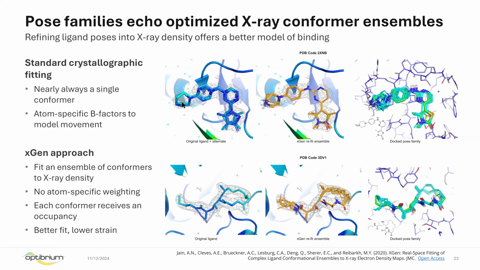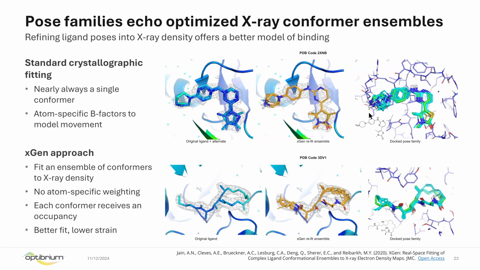Since 2015, we managed to develop an approach called XGen to fit conformational ensembles into X-ray density. And what we see is that when you actually fit a conformer ensemble in here, these are two conformers each with atom-specific B factors, where the bright atoms are thought to move more thermally, or that's how they're modeled anyway. We've been able to show that it's more accurate in terms of modeling the density, and a better model theoretically of how ligands bind, by looking at conformer ensembles fit into X-ray density.